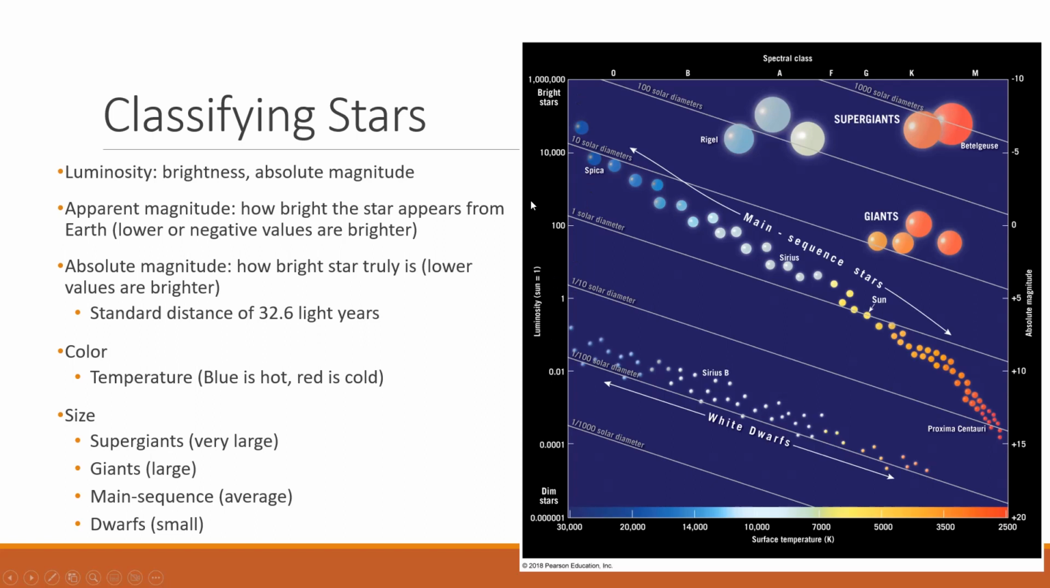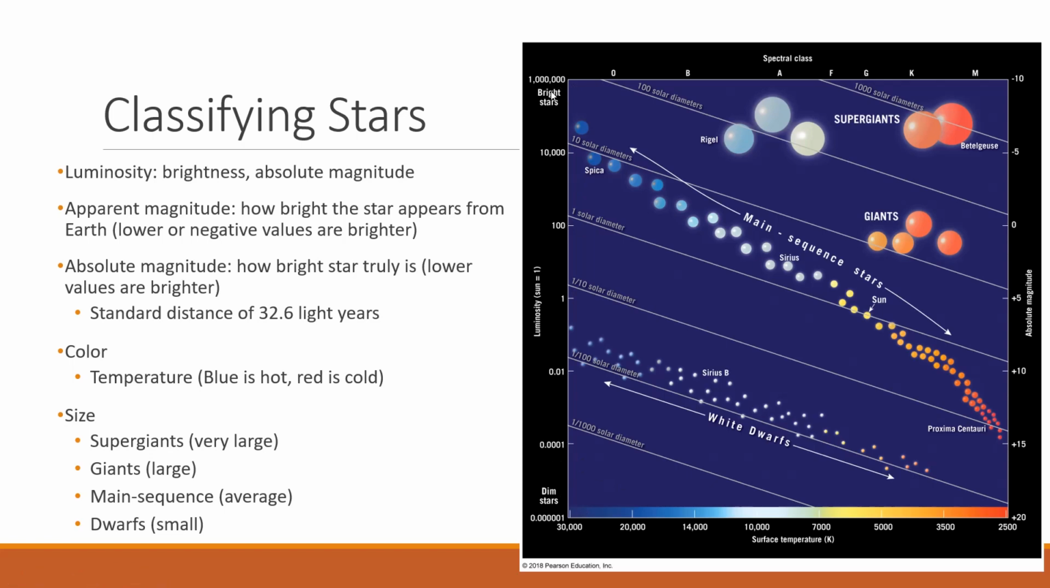Again, luminosity is a measure of brightness as well. It is comparable to absolute magnitude, but it does go from very small numbers for the less bright to very big numbers for the very bright stars.